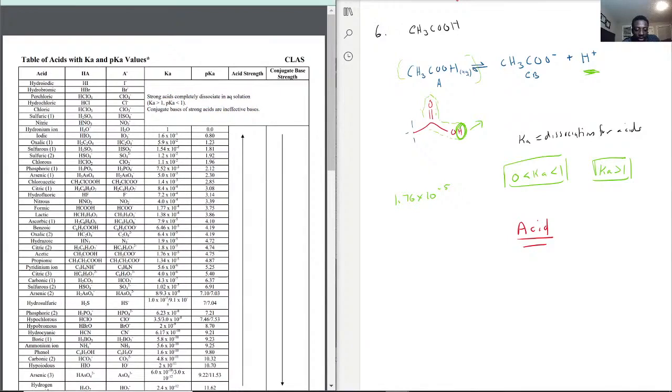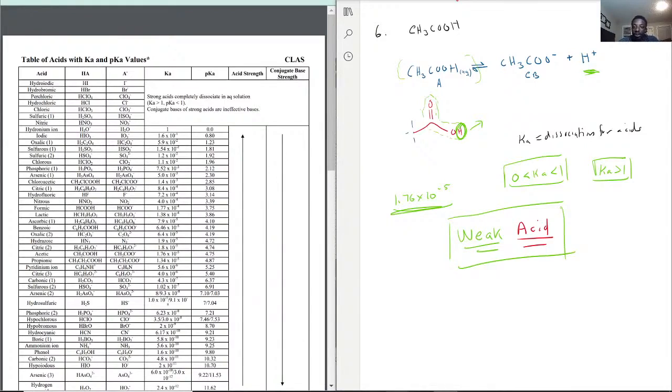So with that being said, this number, is it greater than 1 or between 0 and 1? Making sure you pay attention to that exponential factor, 10 to the negative 5, you will know that this is between 0 and 1. So because this is the Ka of acetic acid, this is a weak acid. So that is your answer there.